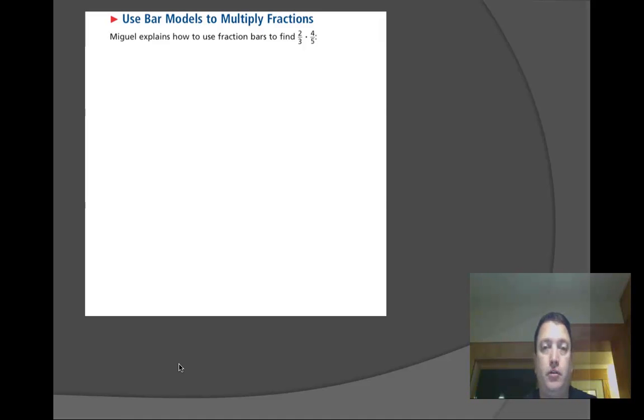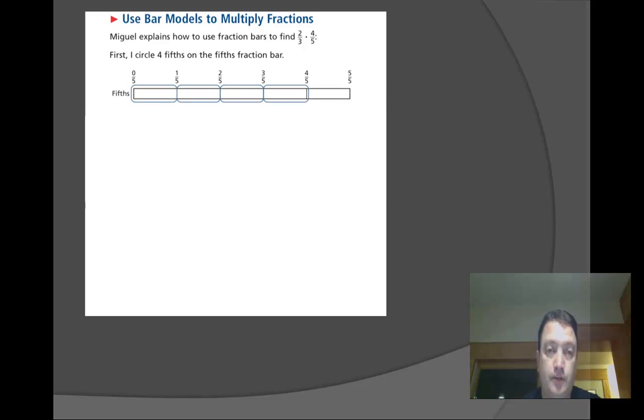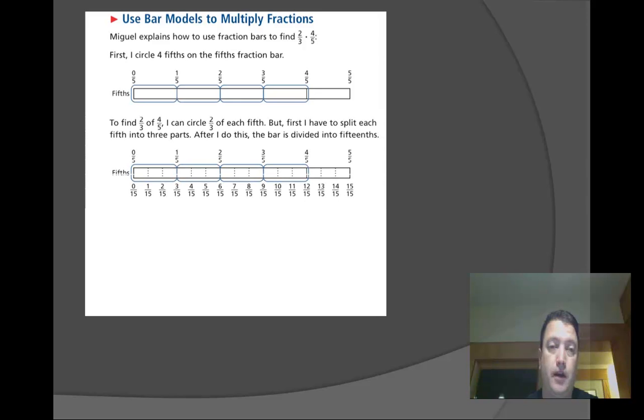I wanted to share this page with you too that was in the math journal that we aren't using currently, but I thought it was a useful explanation. It says Miguel explains how to use fraction bars to find 2/3 times 4/5. Now you'll notice I'm not using unit fractions anymore. Using the fraction bars that are divided into fifths, the first thing he does is circle 4 of those 5 parts. Now to find 2/3 of 4/5, he can circle 2/3 of each individual fifth.